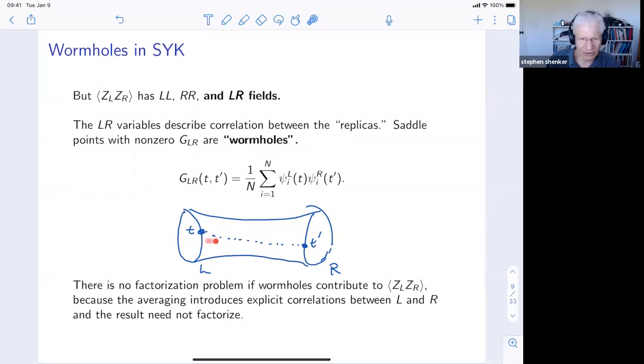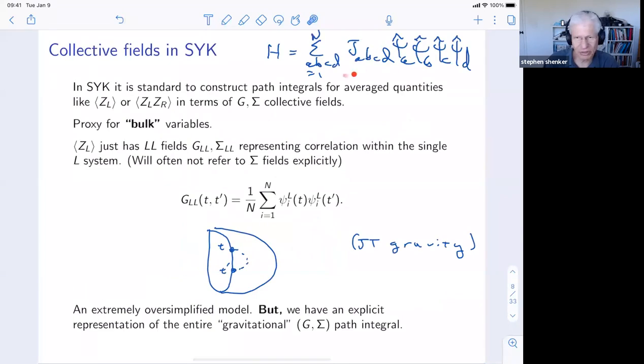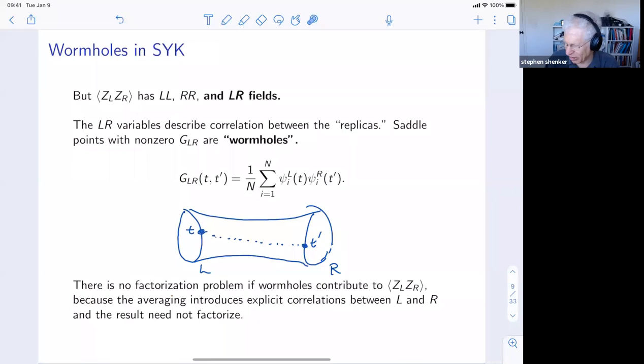There's no paradox here, there's no factorization, because the couplings are the same in the left and the right system. So averaging over these couplings introduces explicit correlations between left and right. And so the result need not factorize. And this is an expression of that.